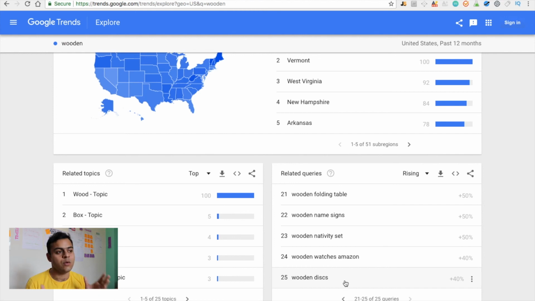Let's say you have a very good tie-up with a factory which specializes in manufacturing wooden products. You can just put in wooden, and figure out what's selling well, what's rising, what people are searching for on Amazon.com using wooden, and then talk to your manufacturer or supplier over there in China, and ask them if they can make this kind of product, whatever you're coming up with through your research. So that's it, guys.